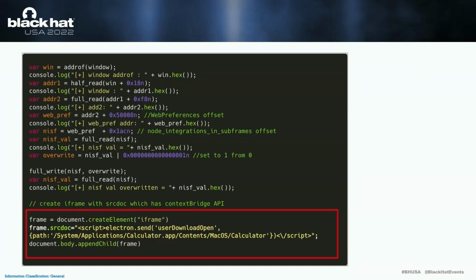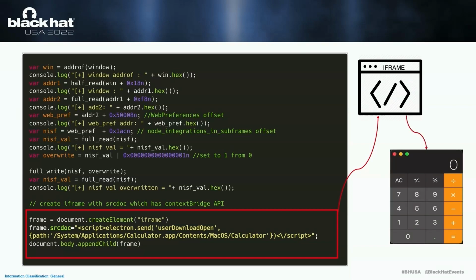As we can see in our exploit, we create an iframe with srcdoc to create our own iframe. Once this renderer exploit runs, it will create this iframe with node integration in subframes enabled. Within this new iframe, you will be able to access the electron.send method, which was exposed earlier, and can pass your own argument to pop a shell. So the iframe will pop up, and then you can pop a shell because NISF is enabled. Let's see how this looks in the demo.